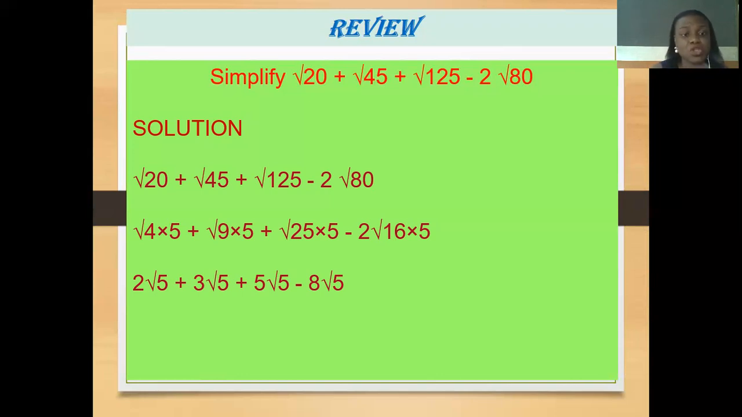So let's do that. Let's do the ones with the positive sign first. So 2 plus 3 plus 5 now gives us 10. Okay, so 10 root 5 minus 8 root 5, and 10 minus 8 gives us 2, right? So 10 minus 8 gives us 2, and then we have 2 root 5 as our answer. So this is just a quick review of the basic things that we looked at in the last class.